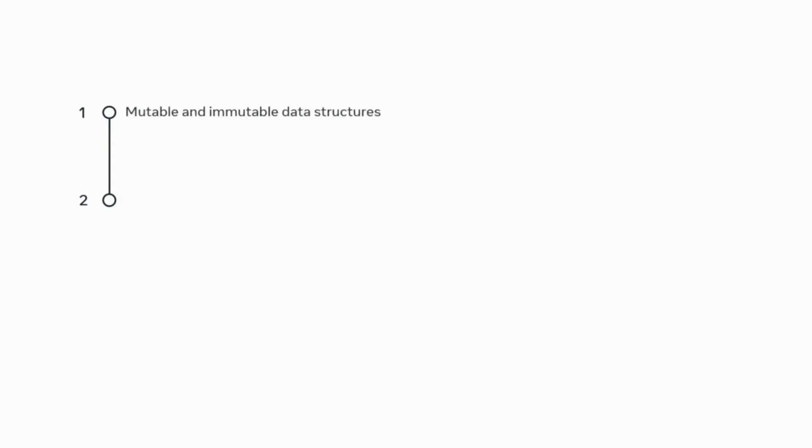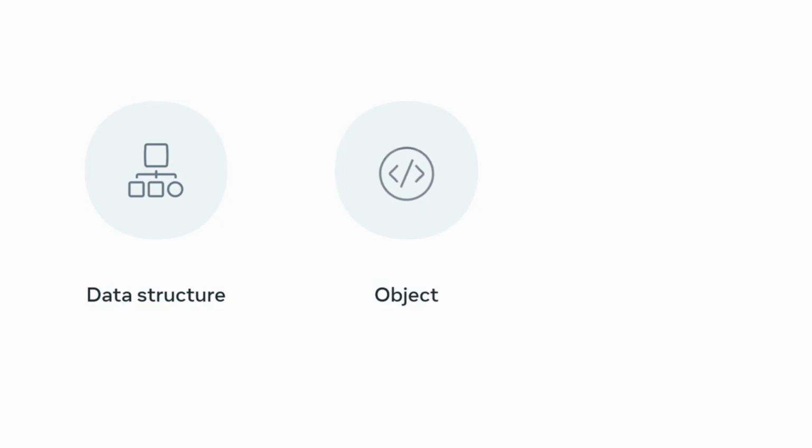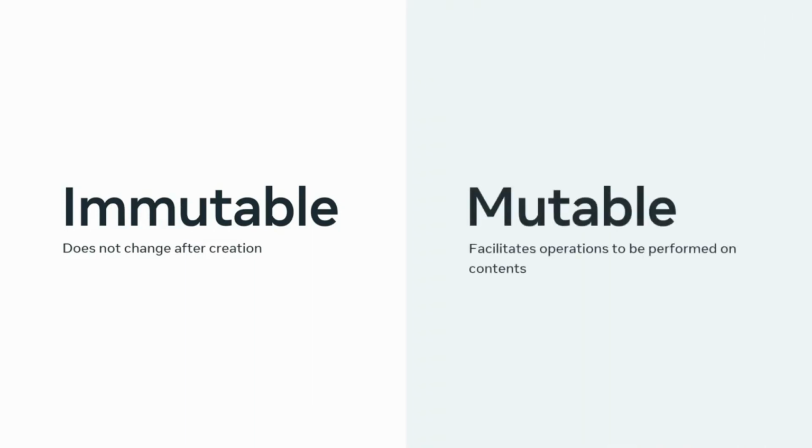In this video, you will be introduced to data structures and the two main types, mutable and immutable. You will also learn what to look for when considering a given data structure in your own applications. A data structure models an object so that it can be stored and organized easily in computer memory. It can be a simple, immutable structure that does not change after creation, or it can be a mutable structure that facilitates operations to be performed on the contents. Operations might include updates and queries to be performed on the contents of the structure.